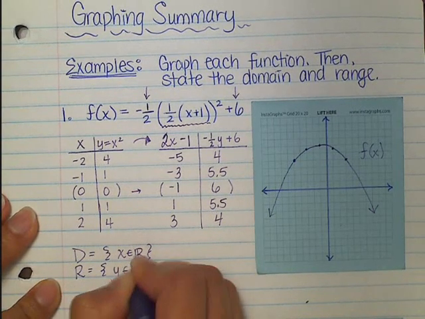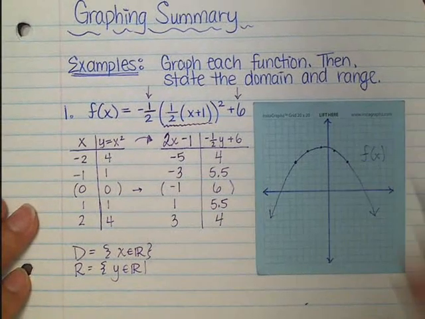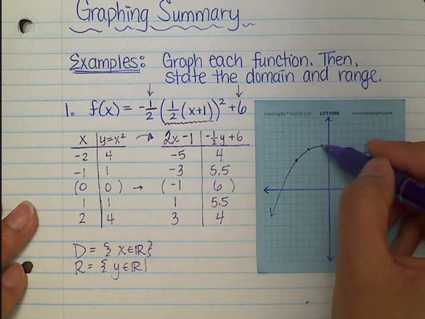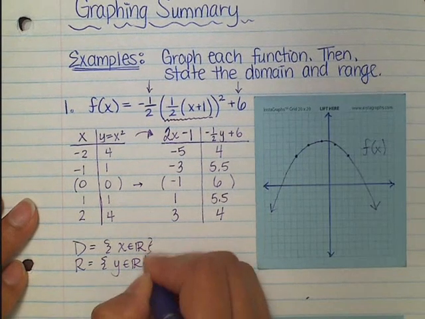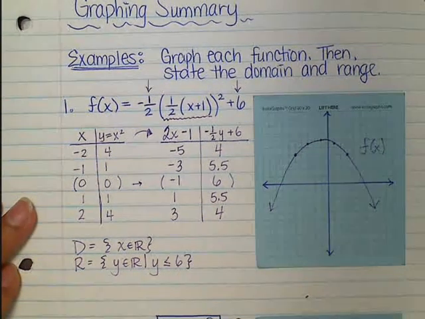And in terms of the range, we have y is an element of all real numbers such that, and you'll notice that there is a restriction on how high y can go, and the highest value I have for y is 6. All the other values are less than that, so I know that y is going to be less than or equal to 6.